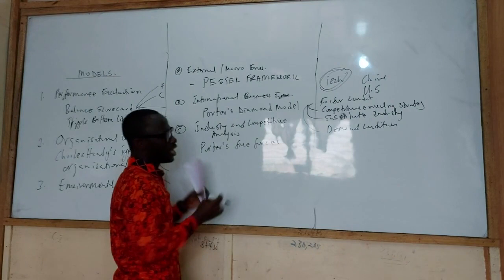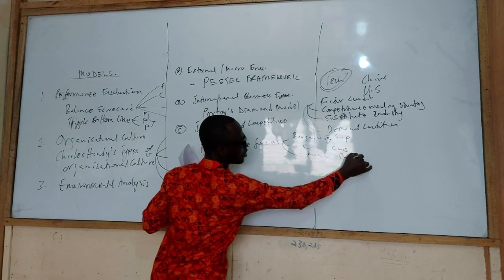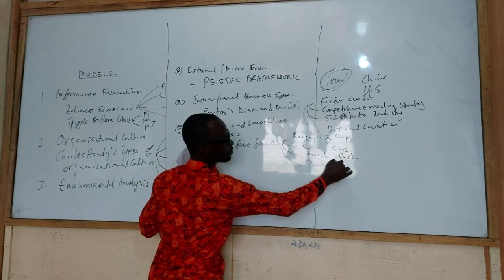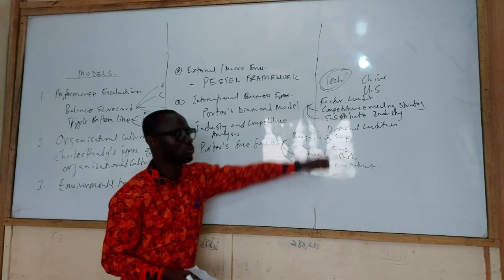We're looking at the bargaining power of our suppliers. We'll look at the bargaining power of customers. We'll look at the availability of substitute products. We will look at the threat of new entrants. And then the last one is organizational strategy, structure, and process. So these are the five forces, and we'll look at them later on.